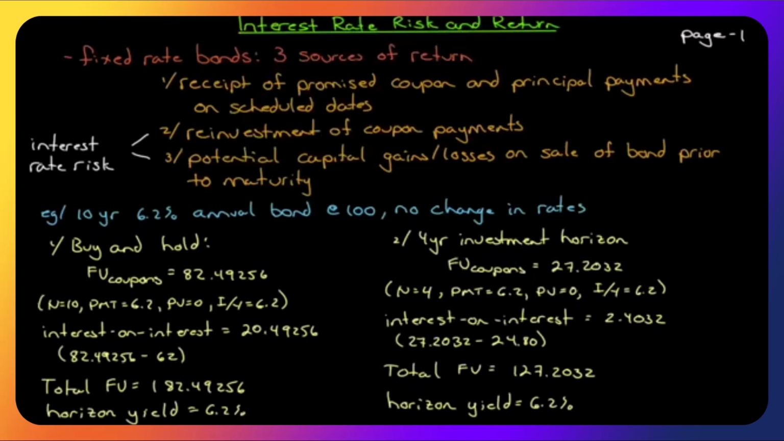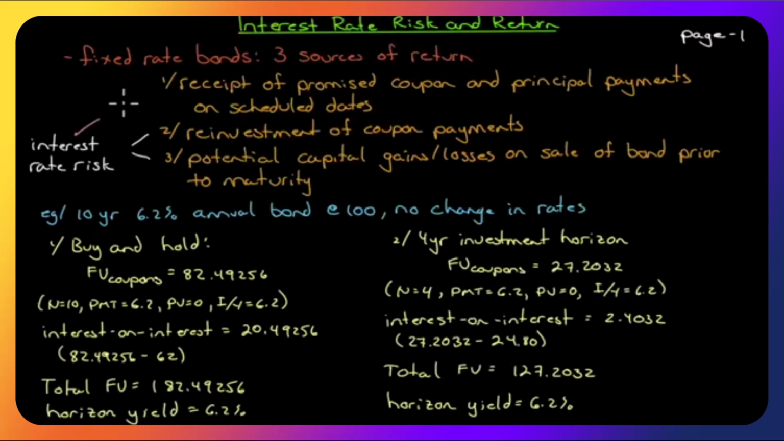Number two, the reinvestment of coupon payments. And when we have that, we introduce interest rate risk. If rates rise, we can reinvest those coupons at a higher rate. If rates drop, we can reinvest at a lower rate.